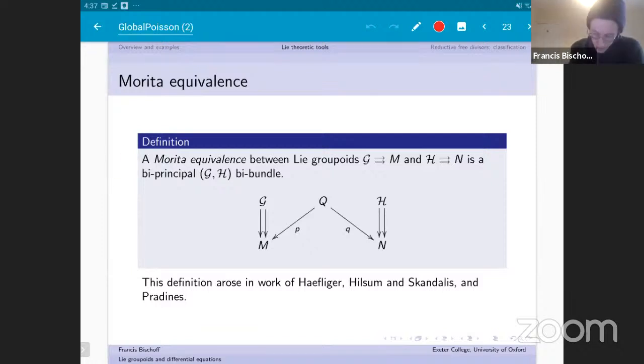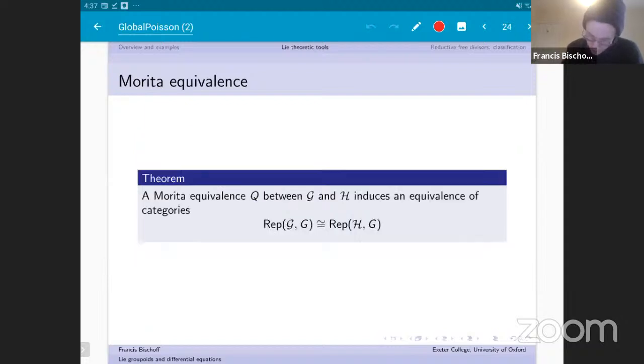But there's a concrete definition, which is given as follows. A Morita equivalence between groupoids G and H consists of a space Q, which maps to the base of the two groupoids, and it's equipped with two actions, an action of G on the left and an action of H on the right, and both of these actions are compatible and both principal. The reason why a Morita equivalence is useful is because of the following theorem, which says that a Morita equivalence between two groupoids induces an equivalence of categories between their categories of representations.